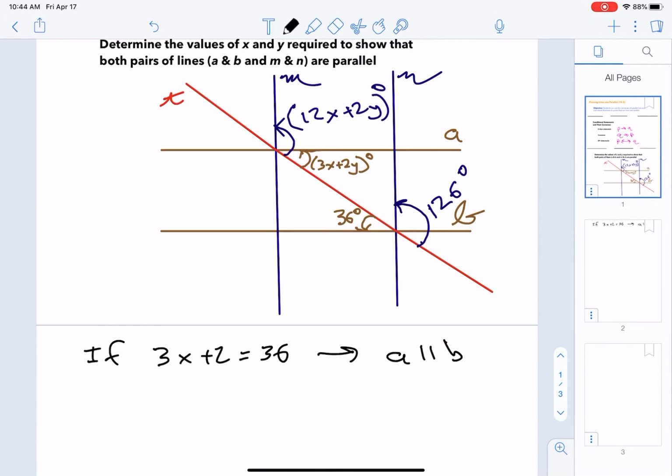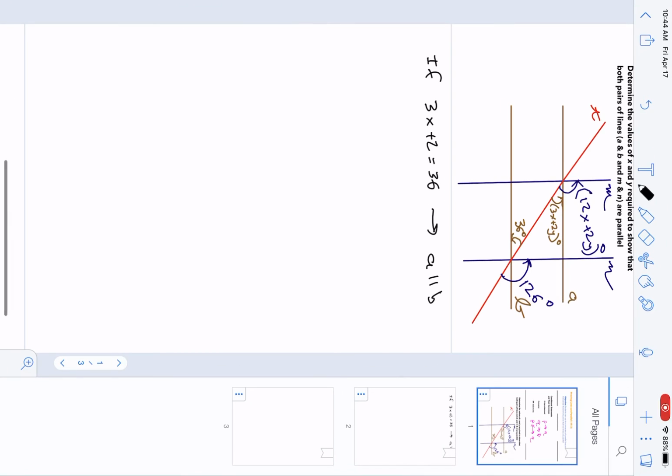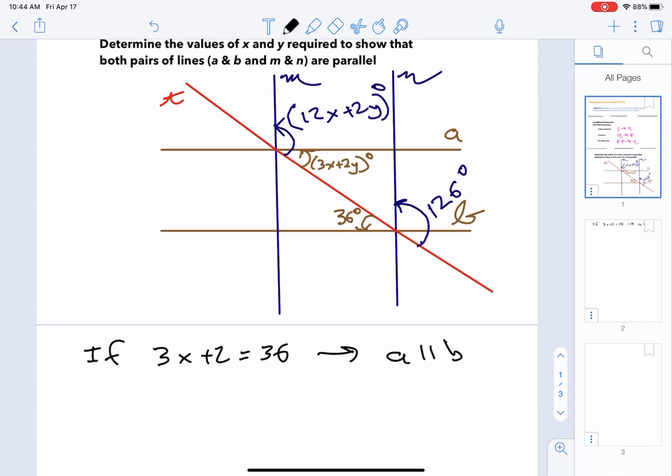Now to look at the other two angles here with lines M and N, those are the ones in the blue. You have to kind of turn your head sideways. If I turn my screen sideways, it just flips again, so it's hard to see. But if you turn your head sideways and imagine that the brown lines aren't there and look just at the blue ones, you'll see that the angles I've marked out here, 12x plus 2y and 126, are corresponding angles. I want to look at that for a sec while I write this down.